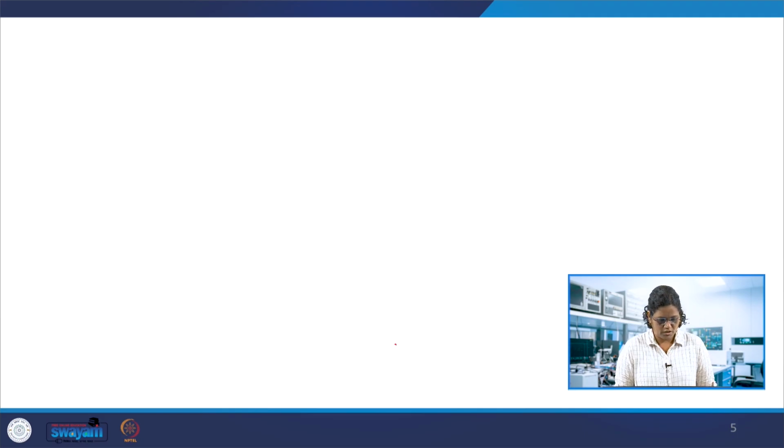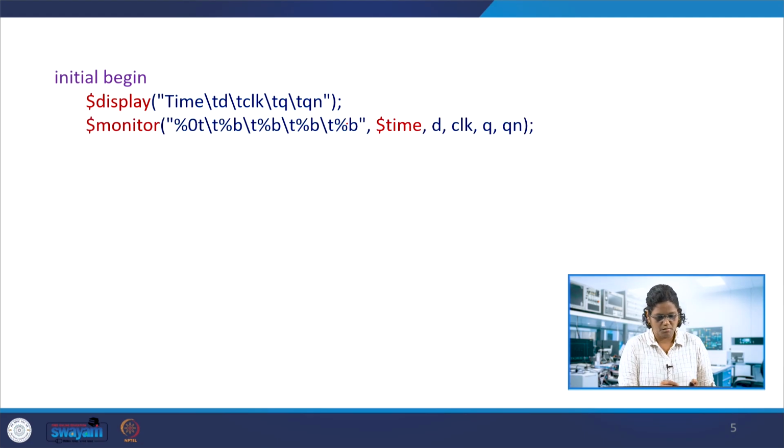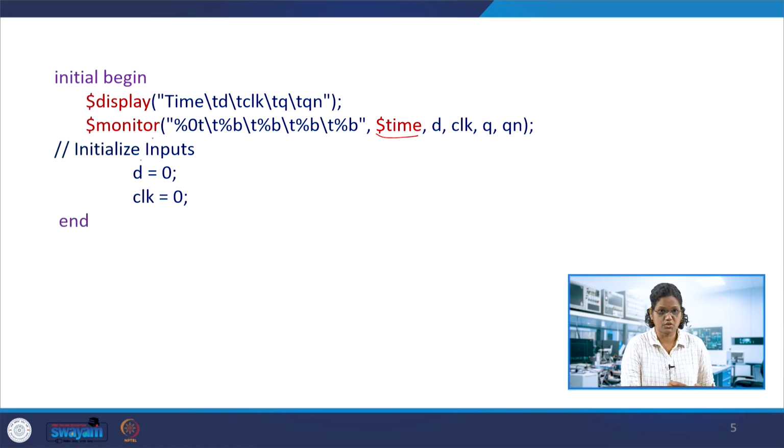So now after instantiation in the test bench, you very well know that we want to display the time, \t. The \t represents the tab, D input, clock, Q and Qn. So we display this and then monitor every variable D, clock, Q and Qn, along with the $time as well. So here, initialize the inputs. So what are the inputs we are going to make? This D is 0, clock is 0, these two inputs are 0, and end, this initial again end.